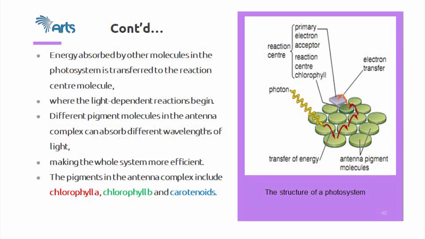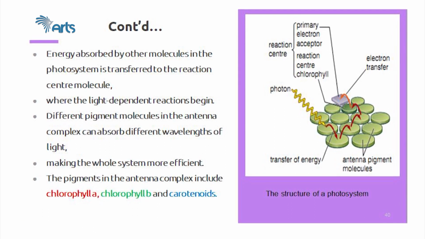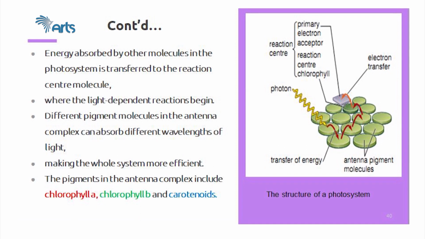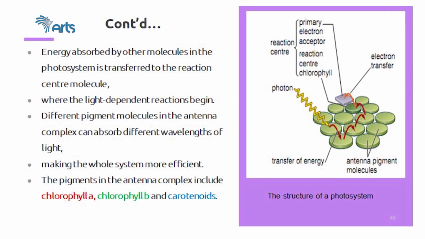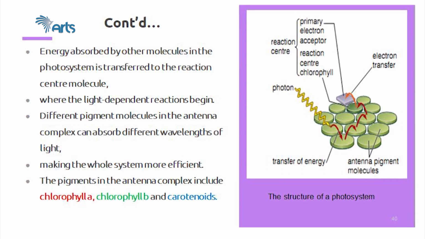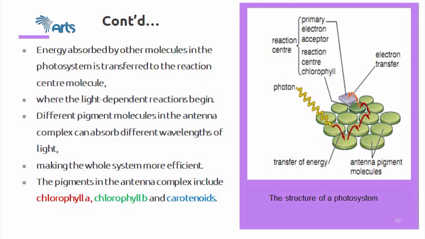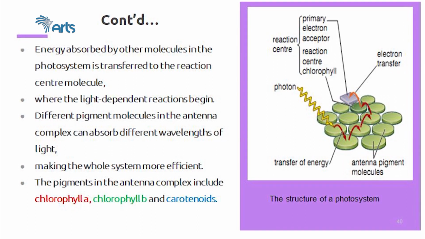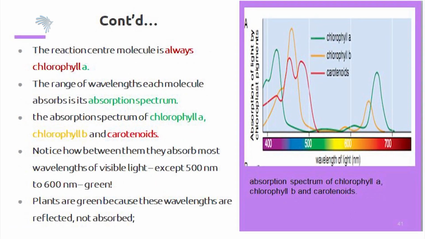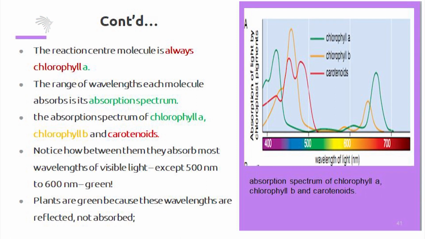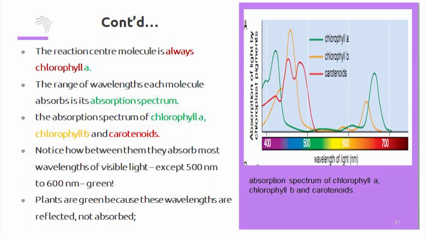Energy absorbed by other molecules in the photosystem is transferred to the reaction center molecule, where light-dependent reactions begin. Different pigment molecules in the antenna complex can absorb different wavelengths of light, making the whole system more efficient. The pigments in the antenna complex include chlorophyll a, chlorophyll b, and carotenoids. The reaction center molecule is always chlorophyll a. The range of wavelengths each molecule absorbs is the absorption spectrum. Here is the absorption spectrum of chlorophyll a, chlorophyll b, and carotenoids.